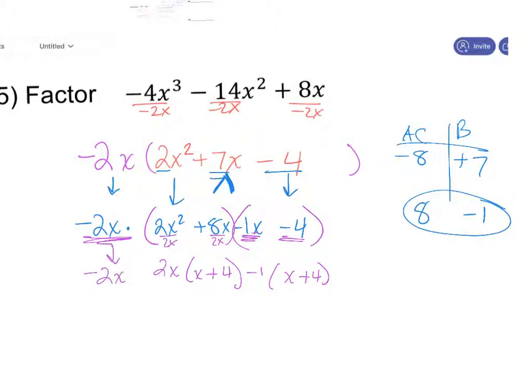There's a Shakira song, I can't remember to forget you. You've got to remember to not forget negative 2x.